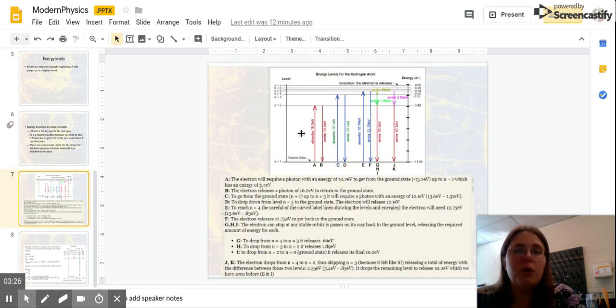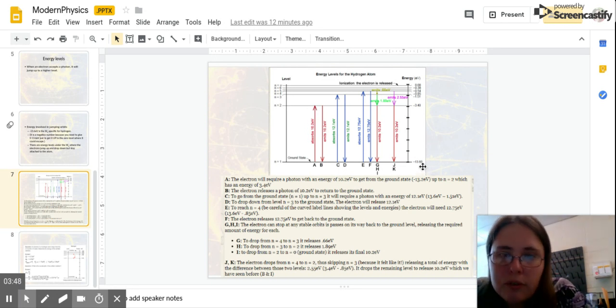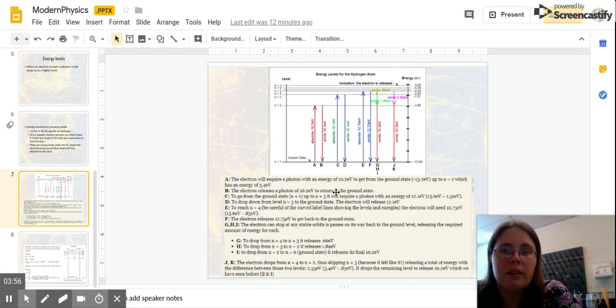So here is going through all of the hydrogen atom, and this is expanded a bit so that you can see it a little easier. It says for A right here, the electron will require a photon with an energy of 10.2 electron volts just to get to n equals 2. So it's the 13.6 electron volts, and then to get up to n equals 2, which is 3.4 electron volts, you subtract them and you'll get the 10.2 electron volts. So that's what it takes to get from n equals 1 to n equals 2 energy level.